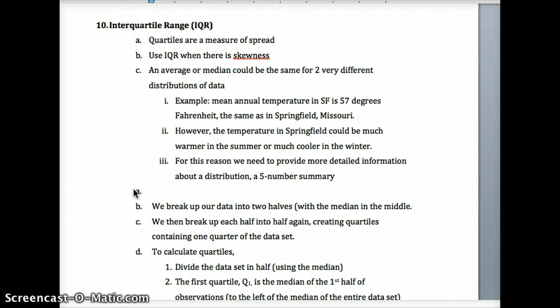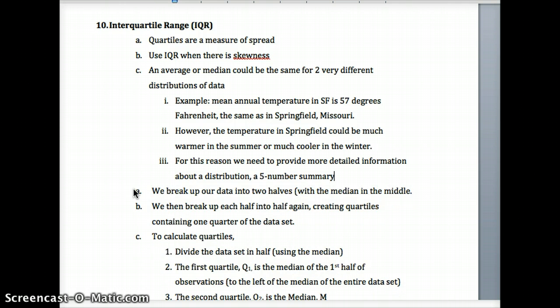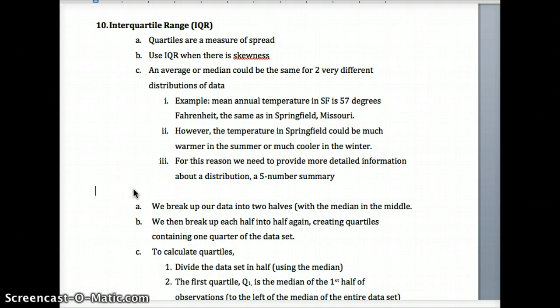So let's talk about the interquartile range. The interquartile range is a 5-number summary. We always use it when there's skewness. So we break up the data into quarters. So 2 halves, we find where the median is. And then we break up each half into half again. Now we have the data broken up into quarters, or quartiles.